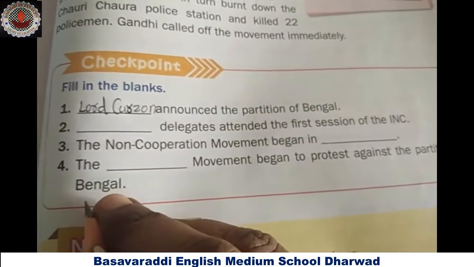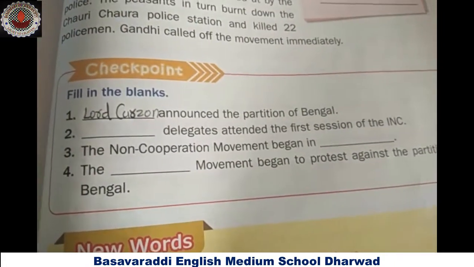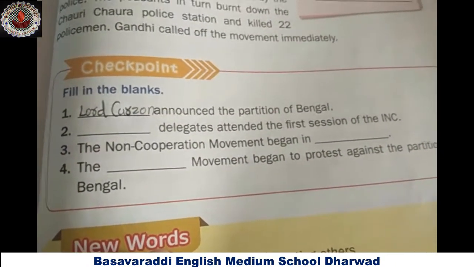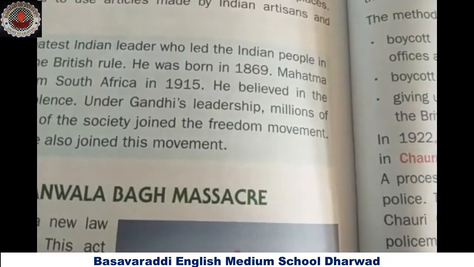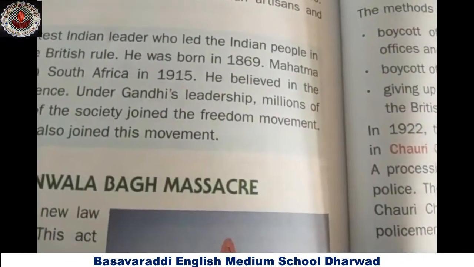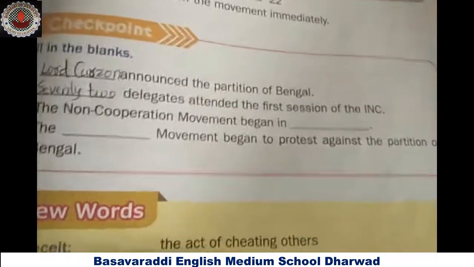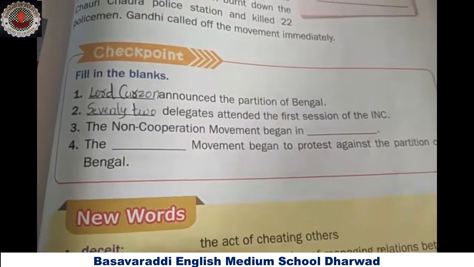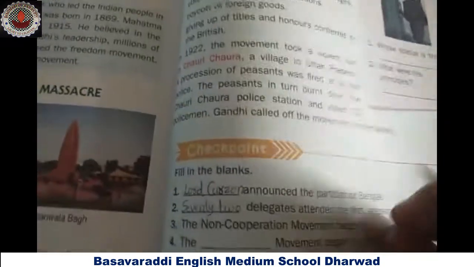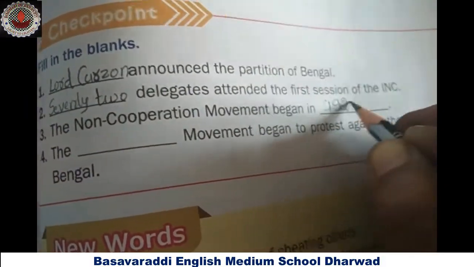Next, dash delegates attended the first session of the INC, Indian National Congress. 72 delegates. Third question. The non-cooperation movement began in 1920.